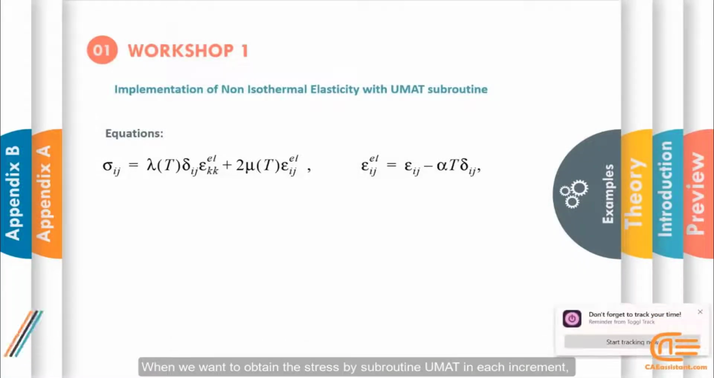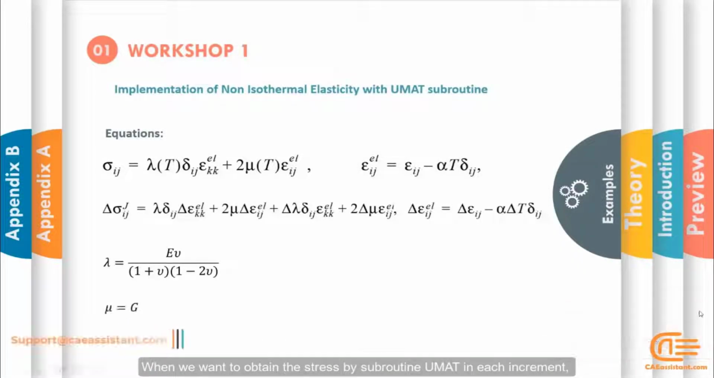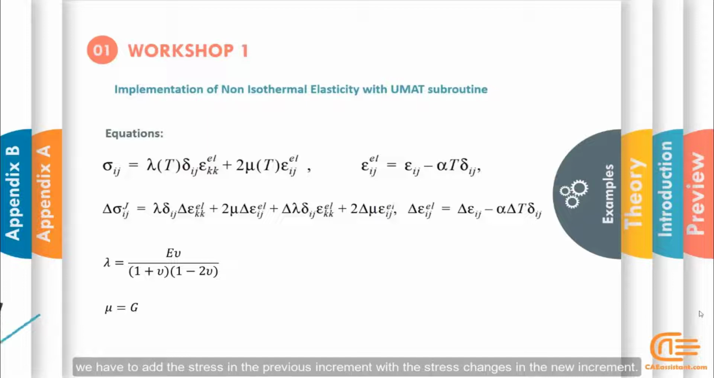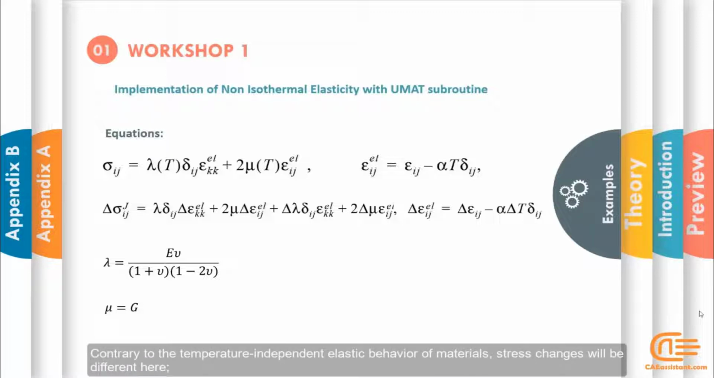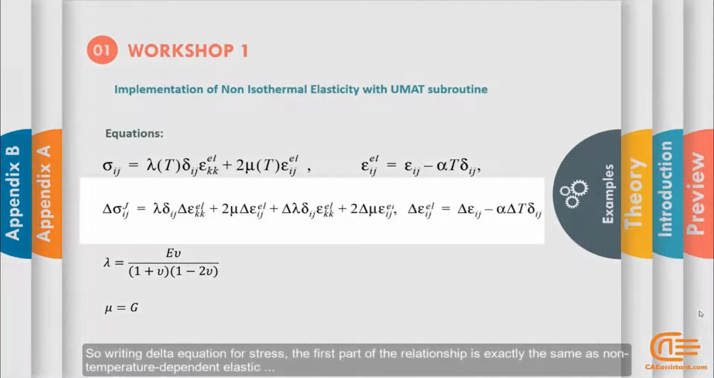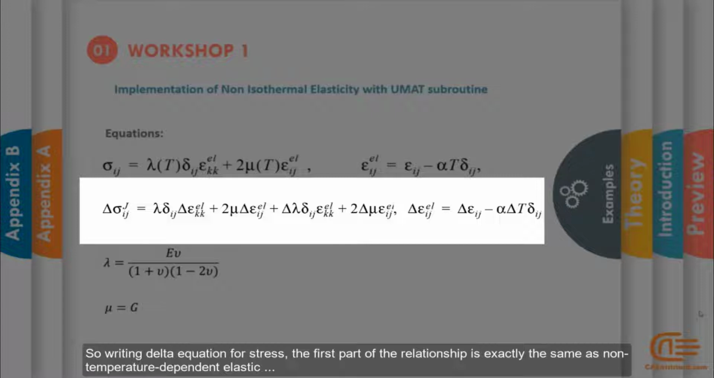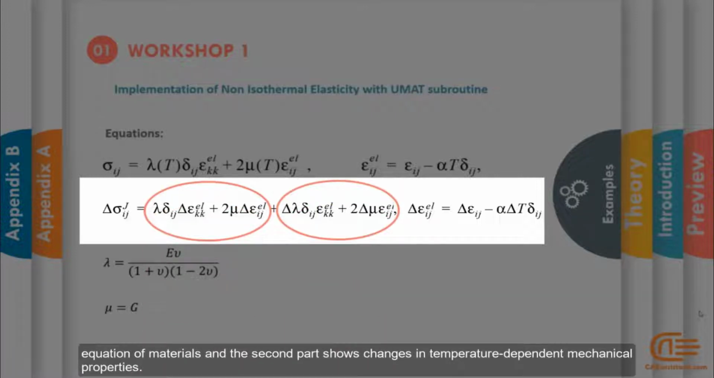When we want to obtain the stress by subroutine UMAT in each increment, we have to add the stress in the previous increment to the stress changes in the new increment. Contrary to the temperature-independent elastic behavior of materials, stress changes will be different here. So, writing the delta equation for stress, the first part of the relationship is exactly the same as the non-temperature-dependent elastic equation of materials, and the second part shows changes in temperature-dependent mechanical properties.